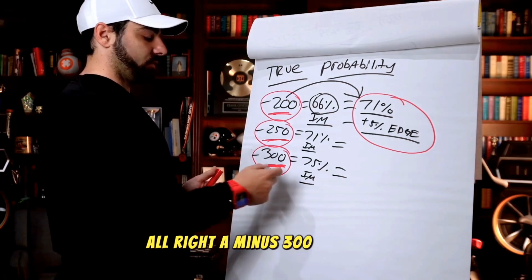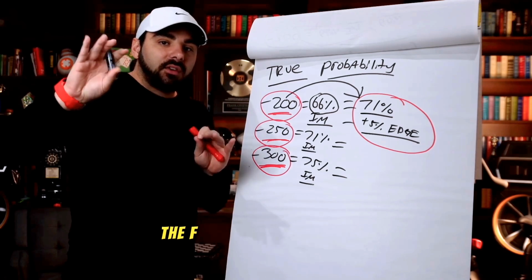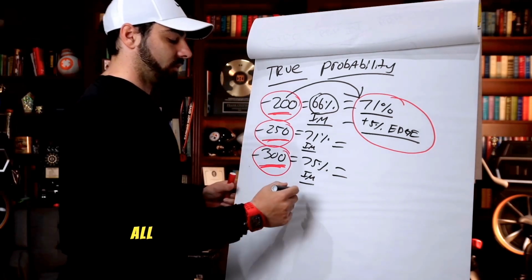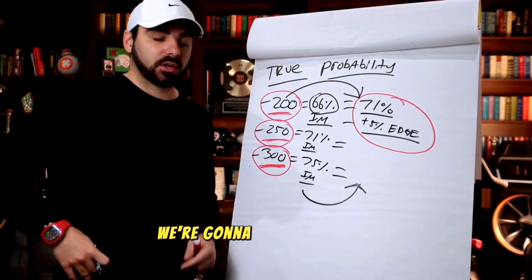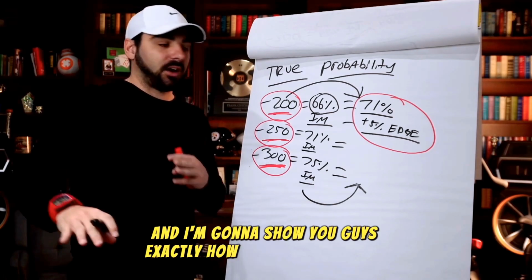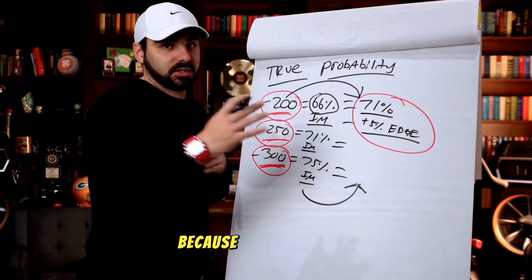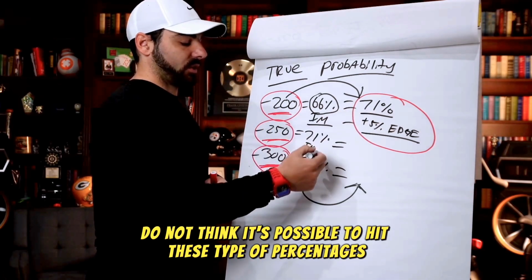All right, a minus 300 play here. Now this is where, if you watch the show that I have, the F-bombs come into play sometimes. All right, because what will happen here, and I'll actually show you guys. We're going to go into the bet tracker, and I'm going to show you guys exactly how this is all possible, because a lot of people do not think it's possible to hit these type of percentages long term.